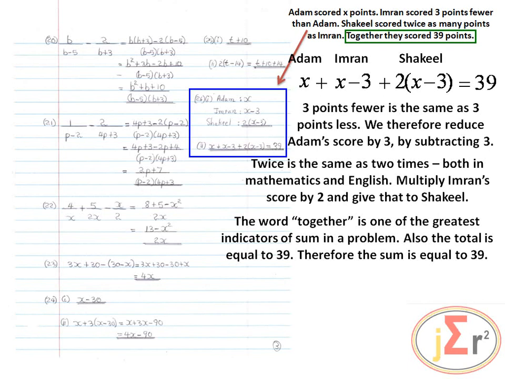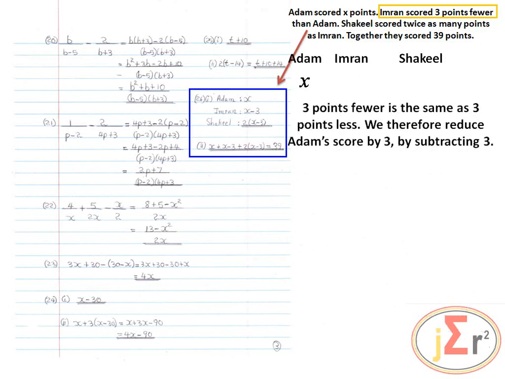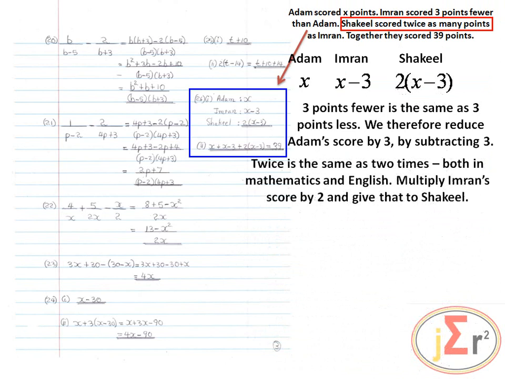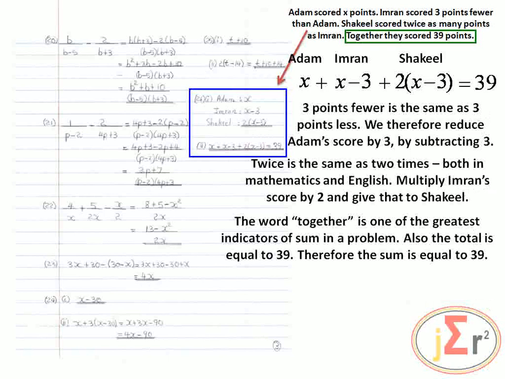So Adam is x points. Imran, 3 fewer, minus 3. Shakil, twice, so 2 times. And then together they score 39. Add to get together, they score 39. So the word together is one of the greatest indicators of sum. Also, the total is 39. Therefore, the sum is equal to 39, as we have indicated right there.